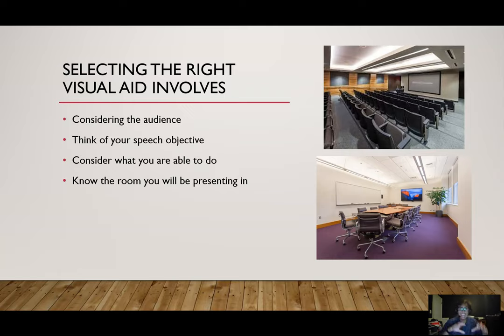If you are showing us how to do something, then you might actually use your body, use three-dimensional objects to show us how to do it. Also consider what you are able to do. If you are trying to show us how to build an engine, then you might not be able to bring in a car and show how to do that thing.